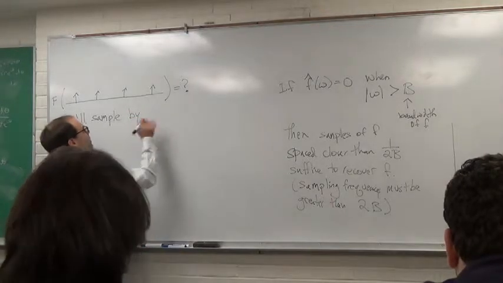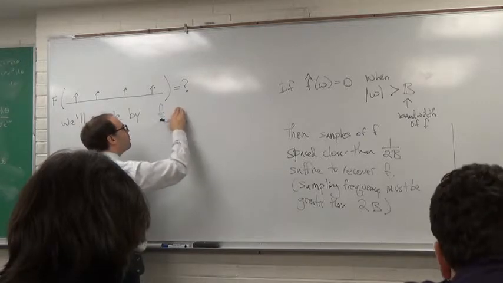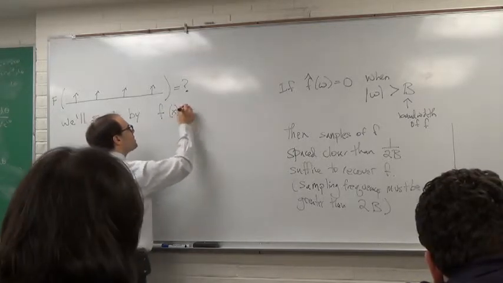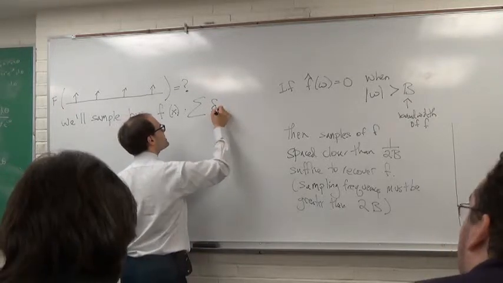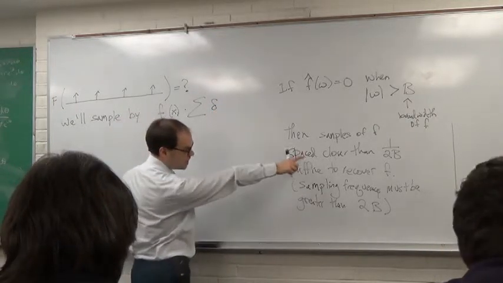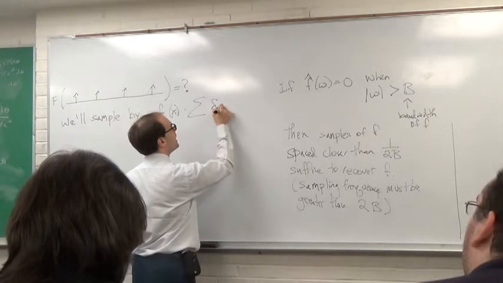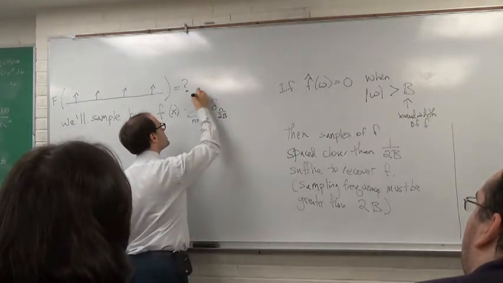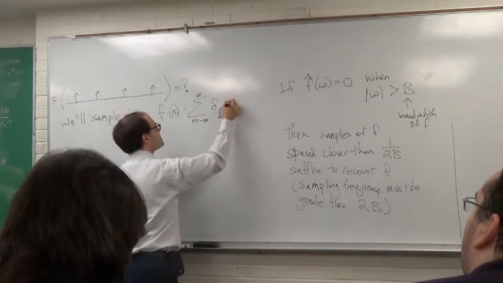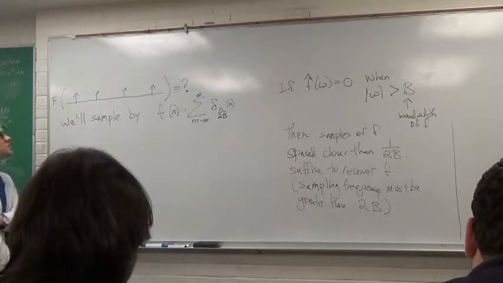by taking f, and we will multiply it, f of x, times a sum of delta functions at our sampling spacing being 1 over 2b, so at n over 2b, n from minus infinity to plus infinity. So we'll sample that way. This is how you can sample.